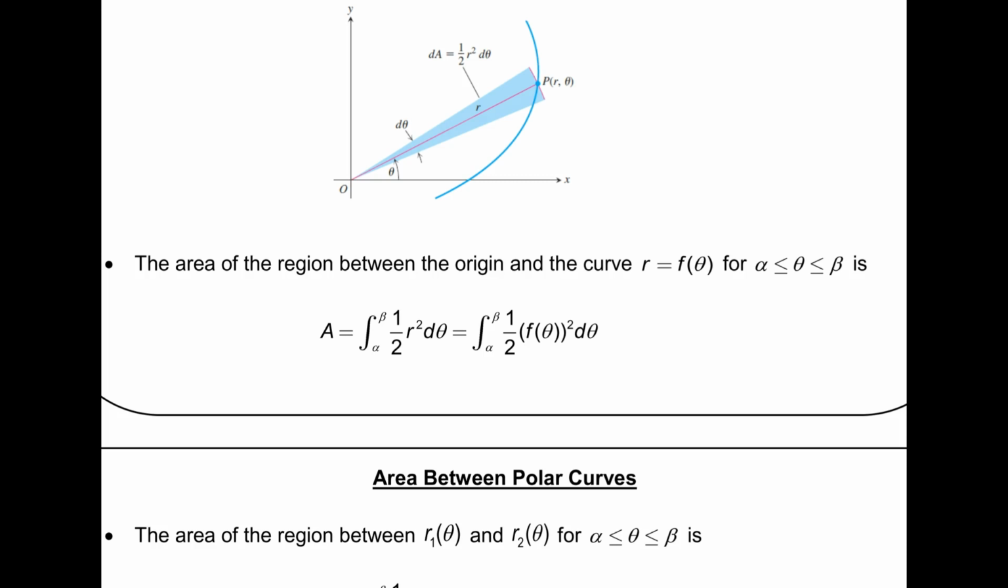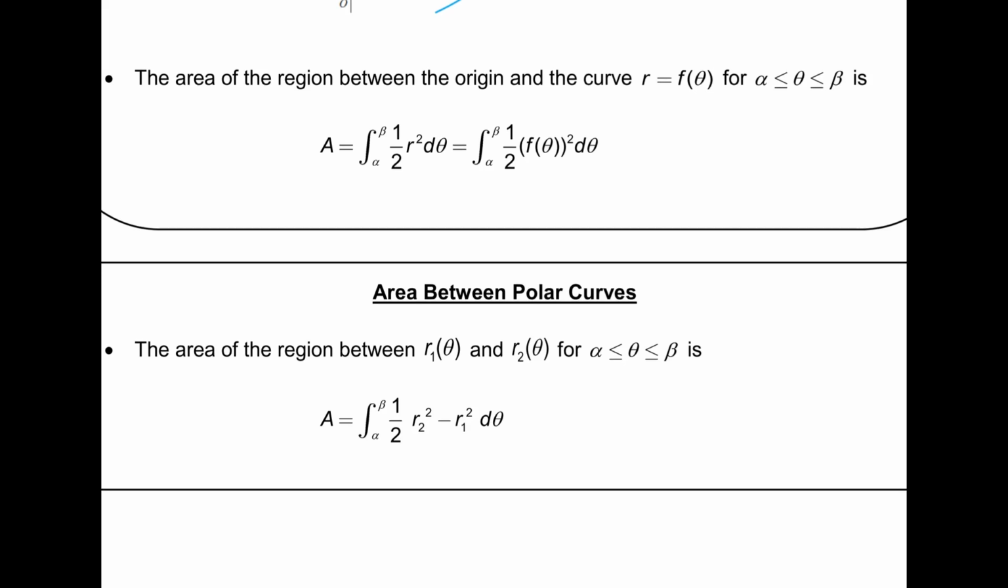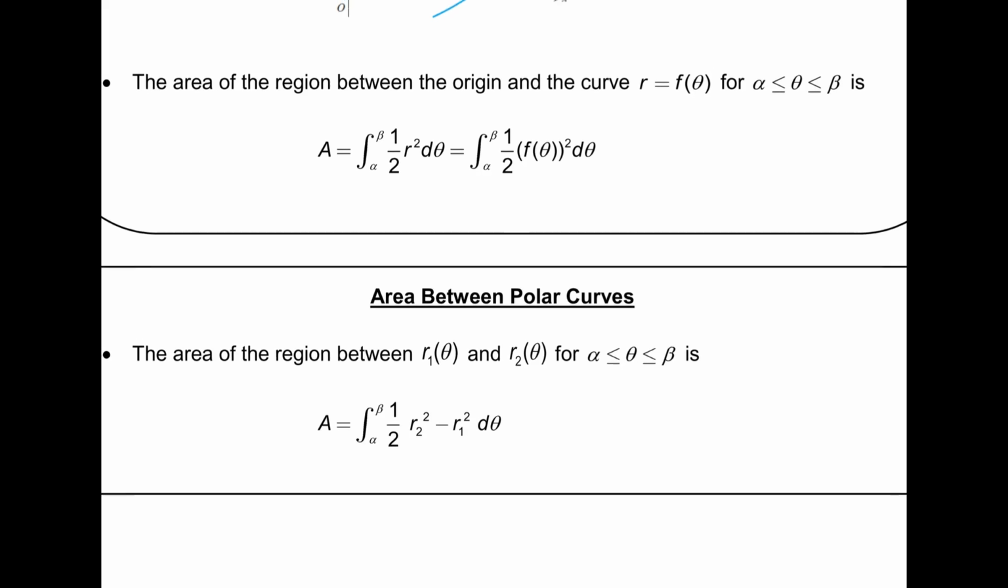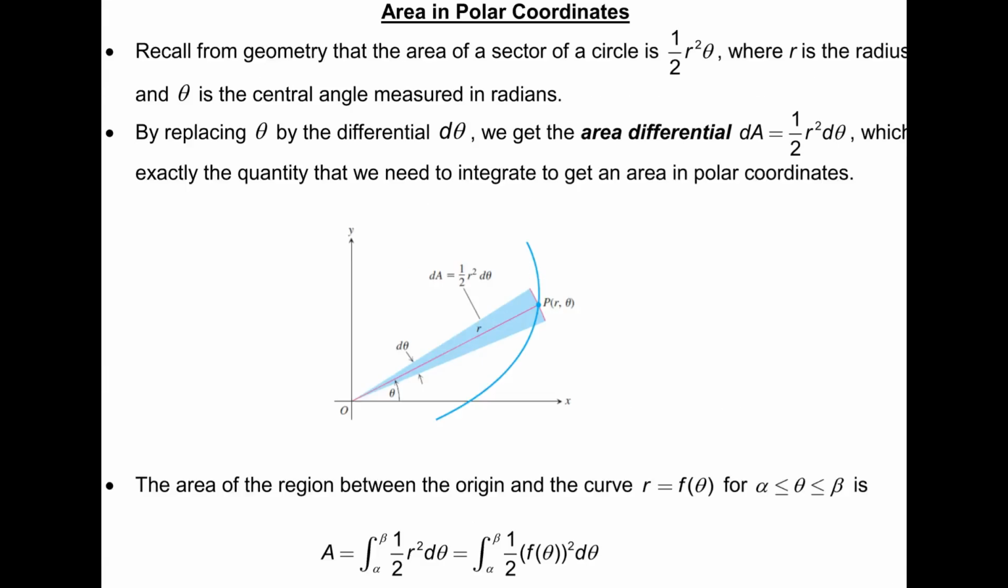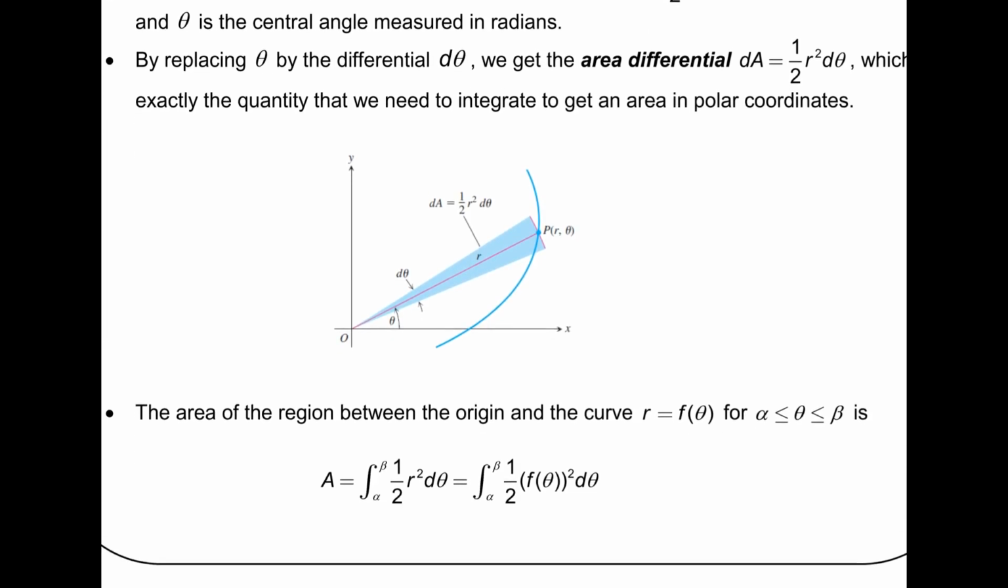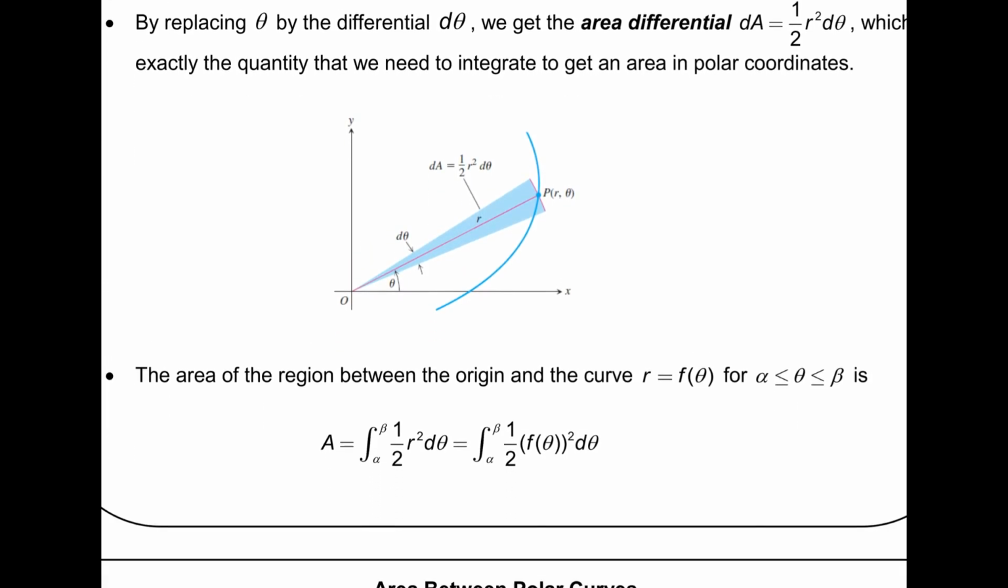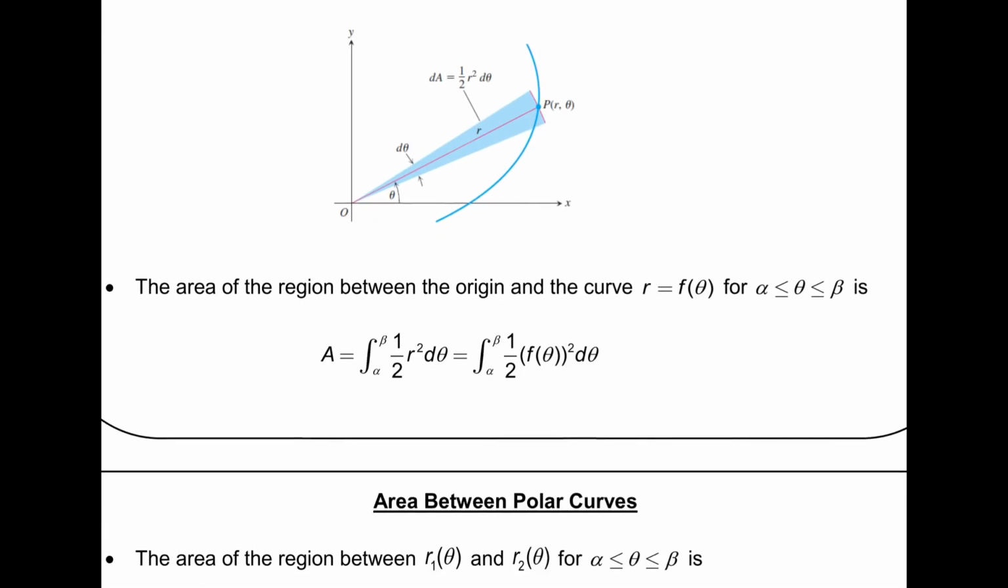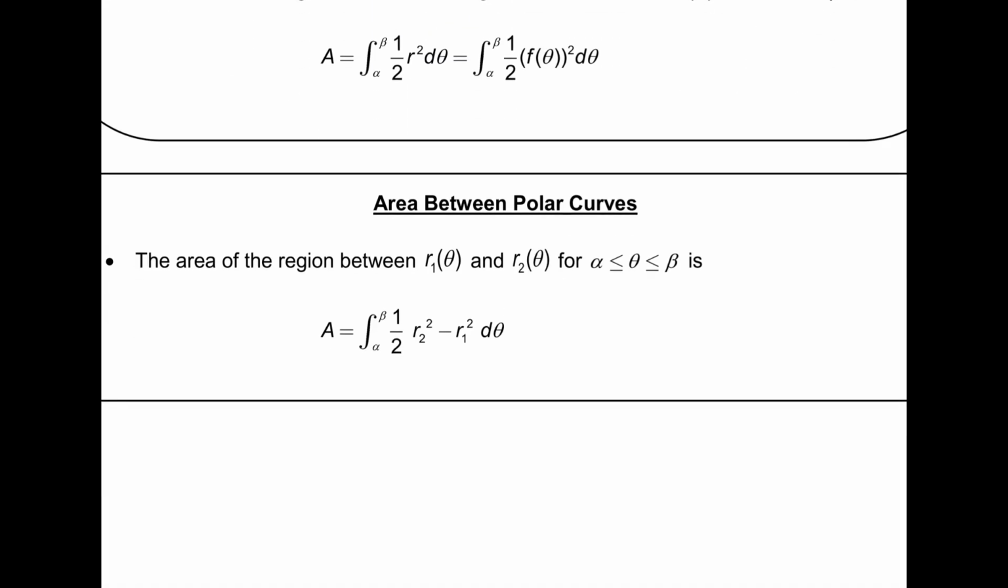Yep. Exactly. All right, area between polar curves. This is the area as theta is changing. For the area of the region between r1 of theta and r2 of theta, as long as alpha is less than beta, we can rewrite this in terms of outer minus inner.